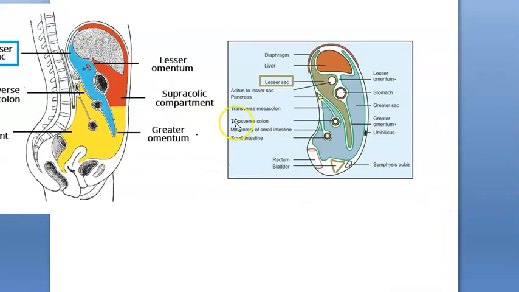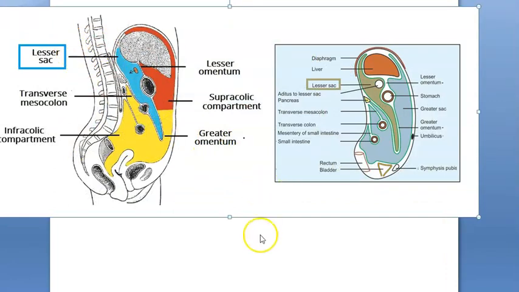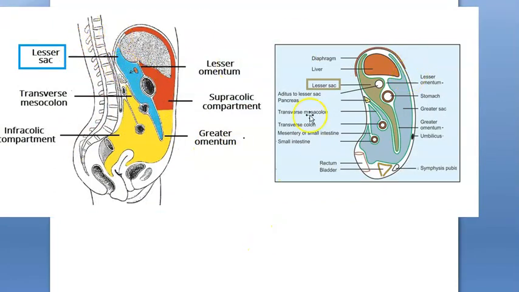Okay, and then here you can see the lesser sac. Where exactly will the pseudocyst be? It is in the lesser sac. Okay, they have shown here.